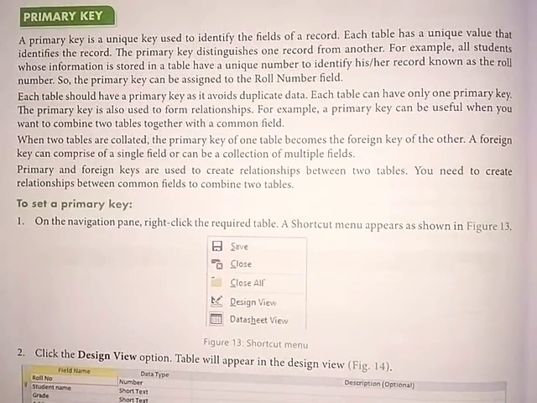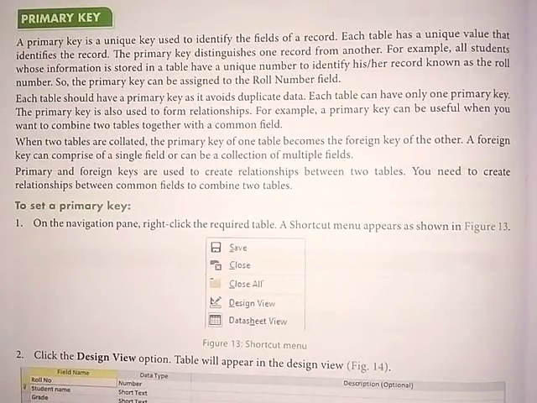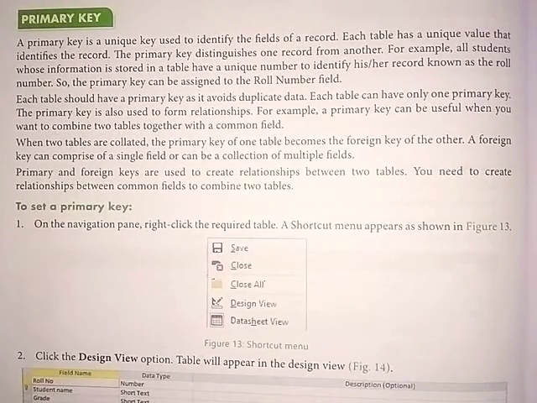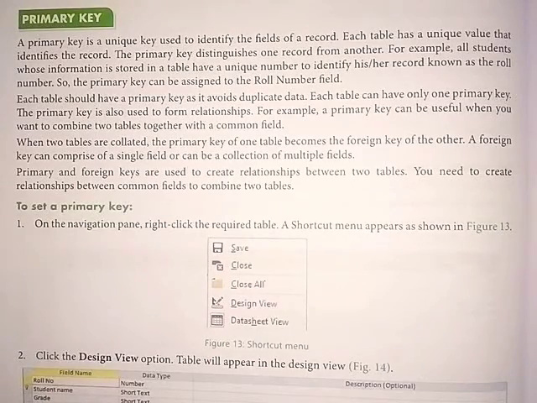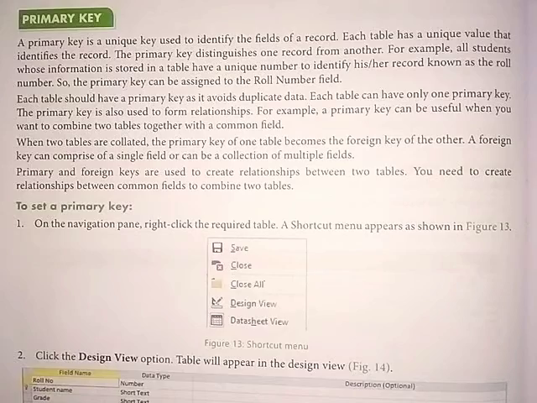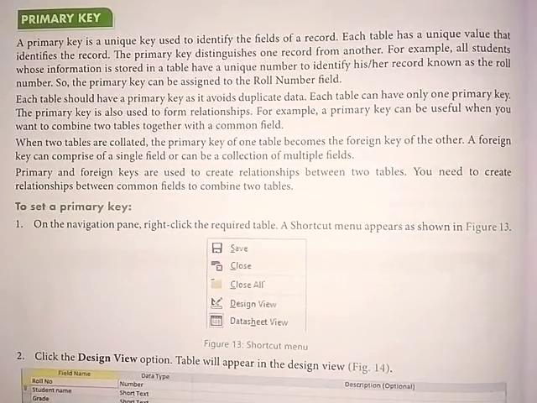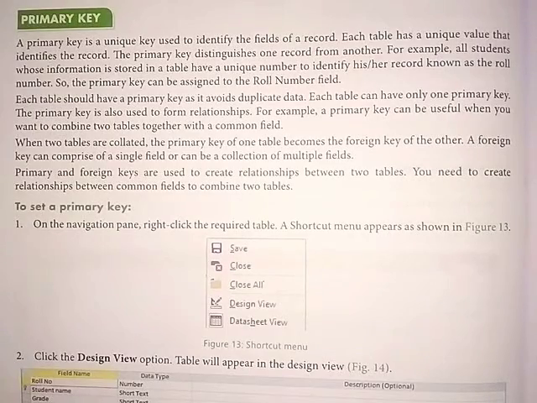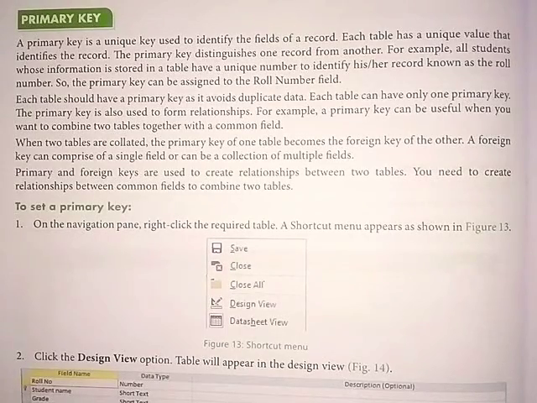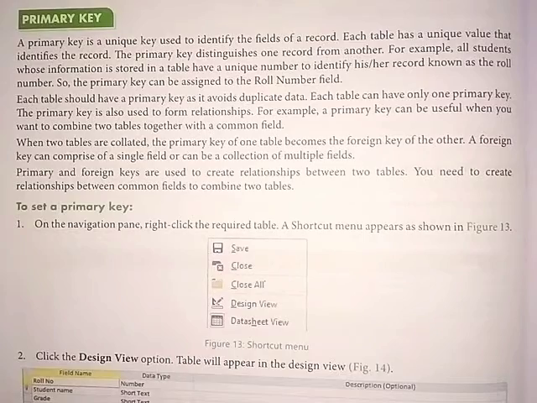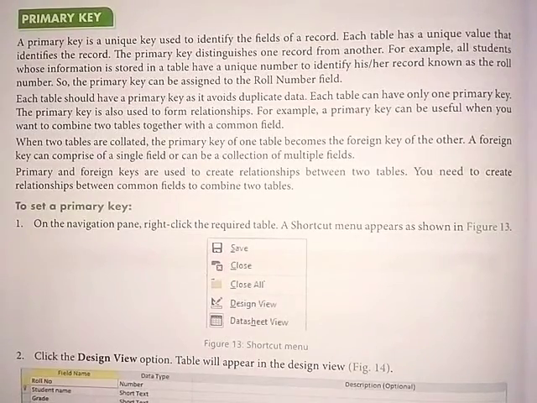Primary key. A primary key is a unique key used to identify the fields of a record. Each table has a unique value that identifies the record. The primary key distinguishes one record from another. For example, all students whose information is stored in a table have a unique number to identify his/her record, known as the roll number. So, the primary key can be assigned to the roll number field.